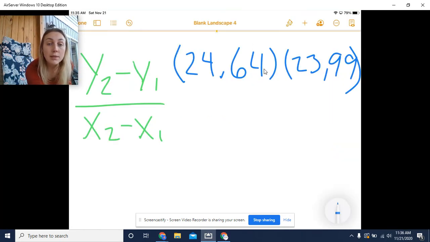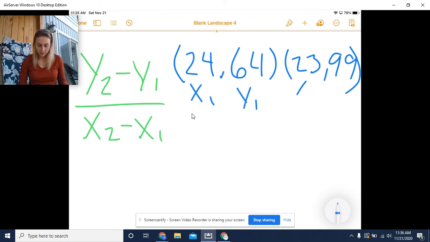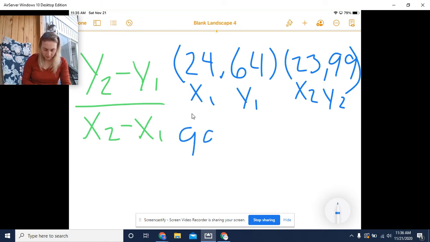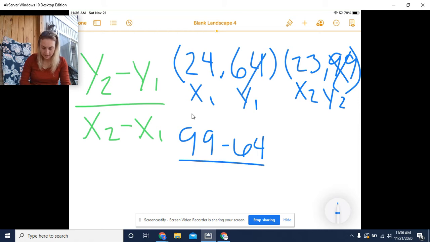So here are our 2 coordinate points. We have x1 and y1, and then x2 and y2. Once you have them labeled, you can go ahead and put them into the slope formula. So y2 is 99, and we're subtracting that by y1, which is 64. And then x2 is 23, and we're going to subtract that by 24.